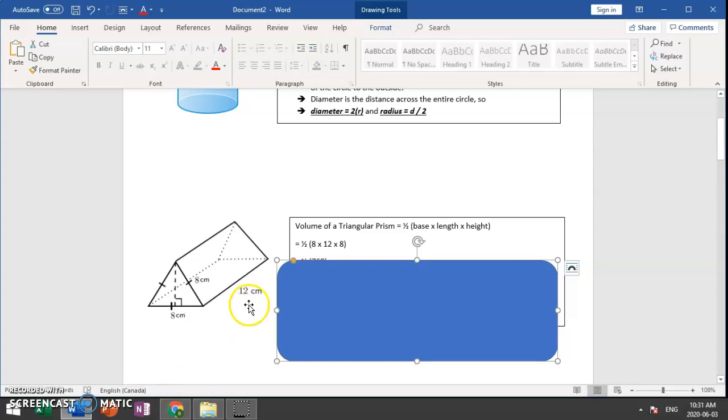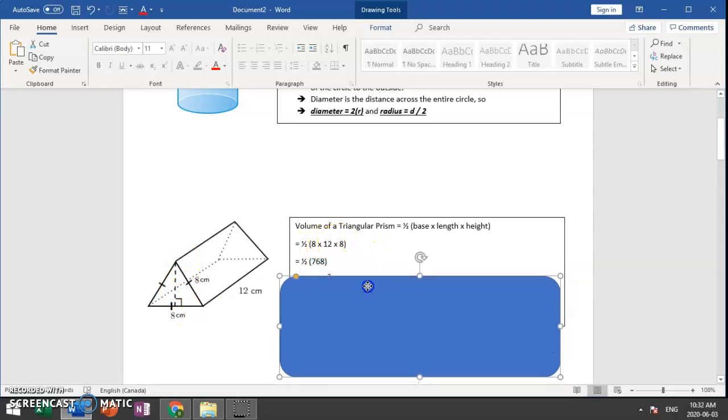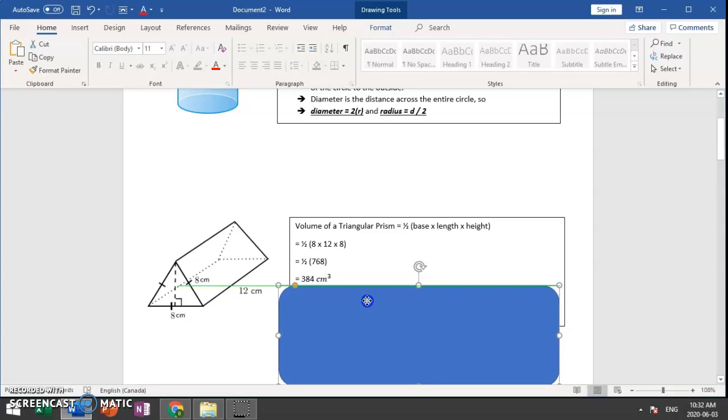Just got to plug in our numbers now. Base, 8. Length, 12. Height, 8. 8 times 12 times 8. Get that answer, 768. Times that by 1/2, 384. Or divided by 2, same thing. 384 centimeters cubed is the volume of this shape. Simple enough. Just know the equation to use. Put the numbers in.